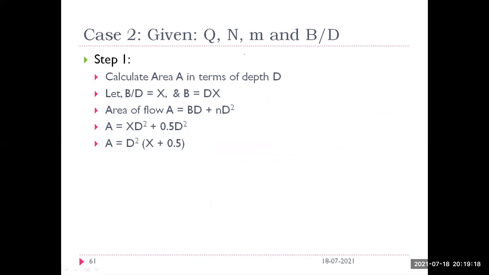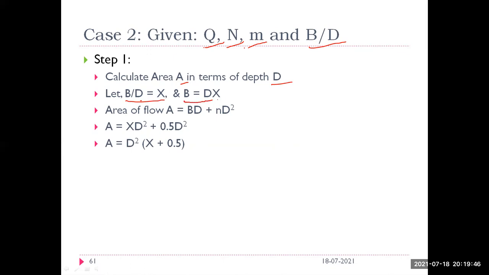The next case, case number 2, is when the B by D ratio is given, when discharge, the side slope M and the B by D ratio are given. So how to design the canal? The first step is you have to calculate the area in terms of depth, because they'll give the B by D ratio like 0.5 or 0.75. So let us assume for a general case that B by D is equal to X.